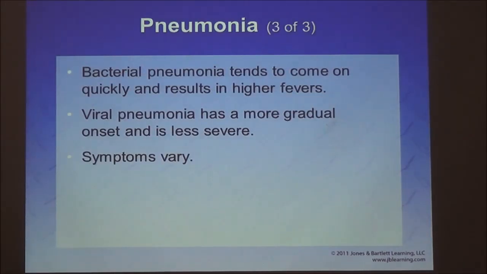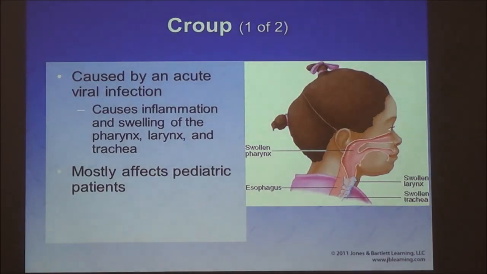Bacterial pneumonia comes quickly, high fevers, and then the body knocks it off, especially with antibiotics, and it goes away. Viral pneumonia is more gradual and less severe, but the symptoms vary, and bacterial is the more dangerous of the two. If left untreated, it can cause death.